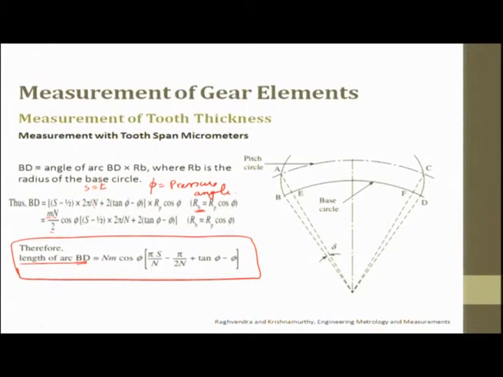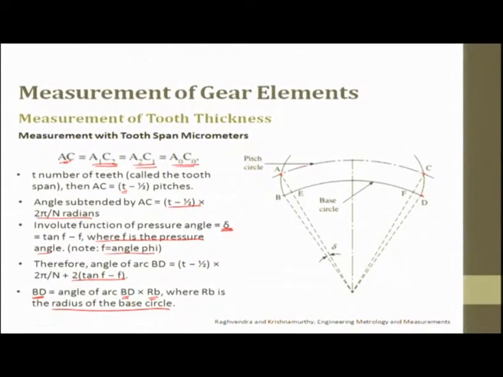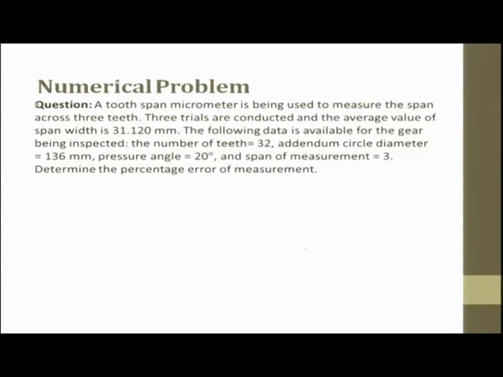This is the del which we were discussing. Del is the involute function of the pressure angle, where phi is the pressure angle. It can be figured out as tan phi minus phi, so del equals tan phi minus phi, where phi is in radians. Let us take a problem and try to solve this.